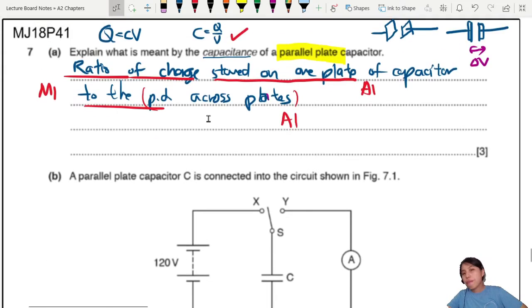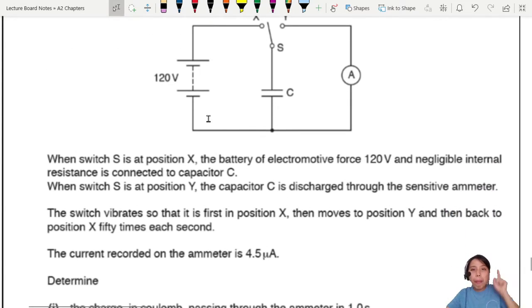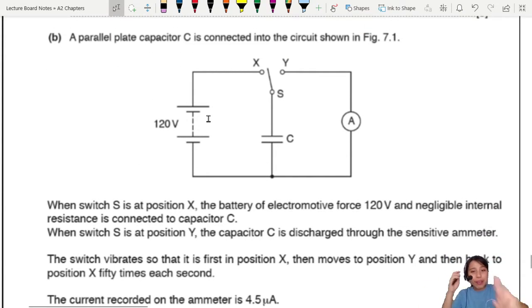Now, if you have not tried this example, pause the video now. Go try it first, then come back and look at it. Because with this one, you'll find that you have to read the question really carefully to know what's going on.